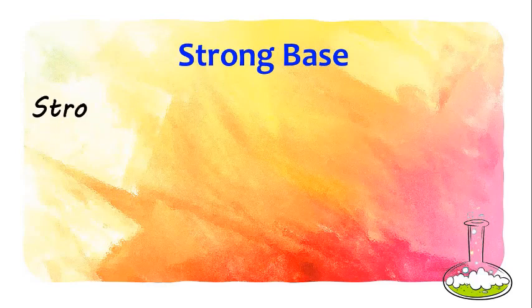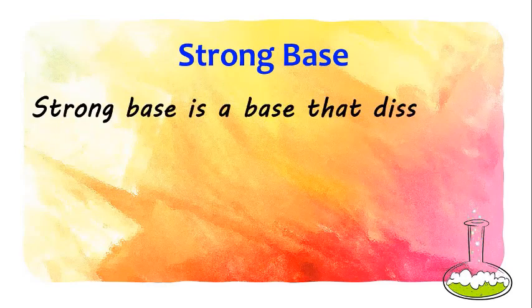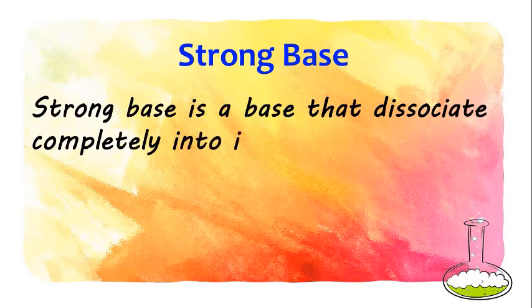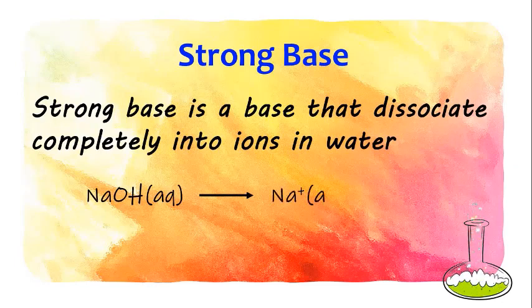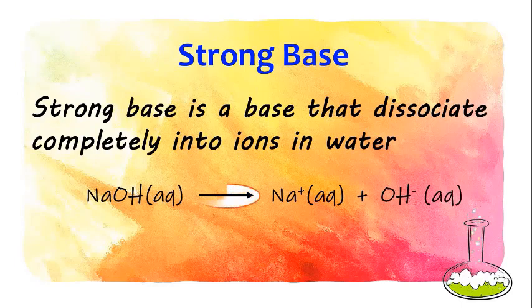Strong base. Strong base is a base that dissociates completely into ions in water. For instance, sodium hydroxide dissociates into sodium ion and hydroxide ion. In this equation, we use single arrow to indicate a complete dissociation of a base.